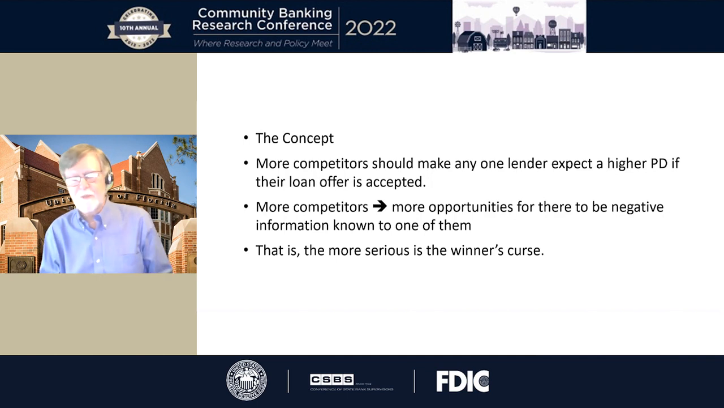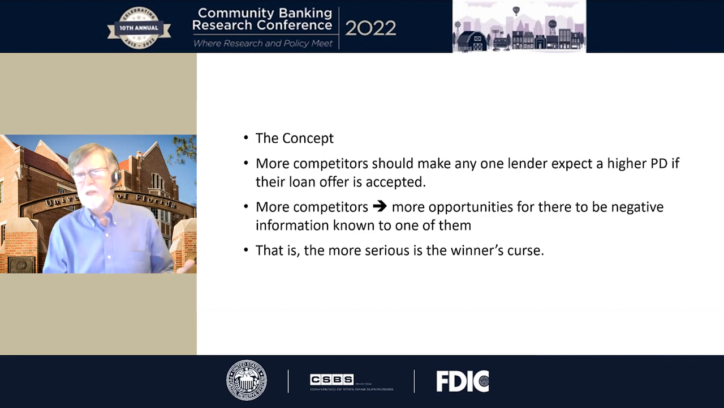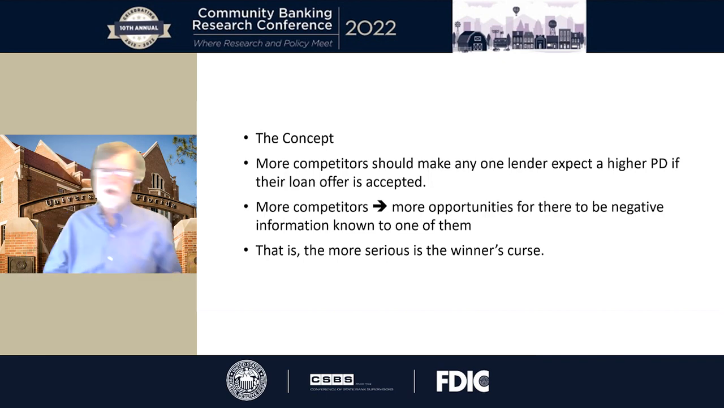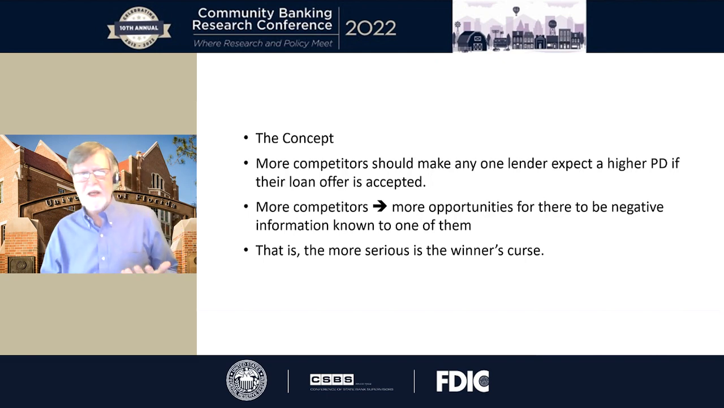Let's think of it simplistically as the lowest interest rate. The more opportunities there are for other competitors to have negative information, the less happy in some sense I should be about getting the loan. So there's this concept of the winner's curse. If I win a contest where we're all bidding against one another, maybe I overvalued the item being auctioned, or maybe in this case I undervalued the riskiness of the loan applicant.